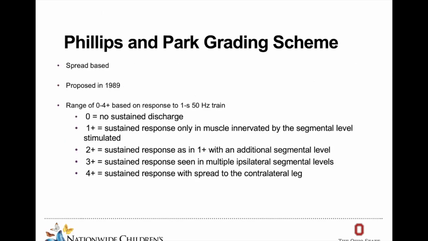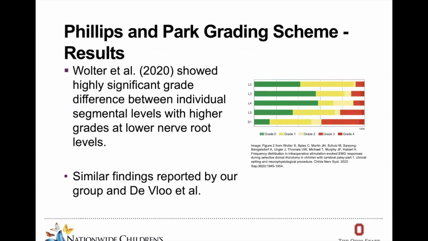I end up using the Phillips and Park grading scheme, grading from 0 to 4+, with 4+ being sustained responses to the contralateral leg. We're looking to identify the 3+ and 4+ responding nerve roots, but we are also seeking to get to the 60 to 75% threshold in sectioning of the nerve roots, because I do think that is critically important in determining that you achieve a good and permanent reduction in spasticity. They showed a significant grade difference between individual segment levels, with higher grades at lower nerve root levels.